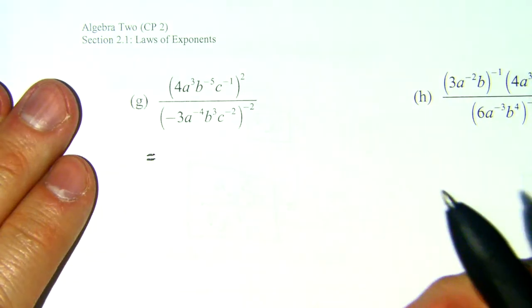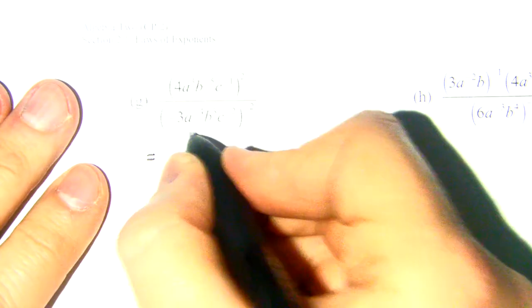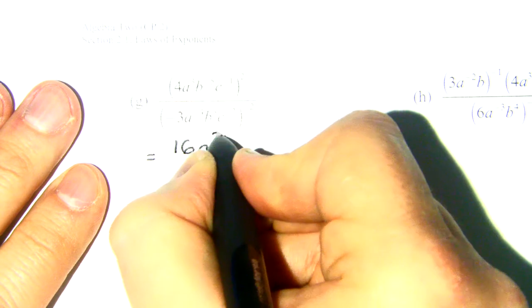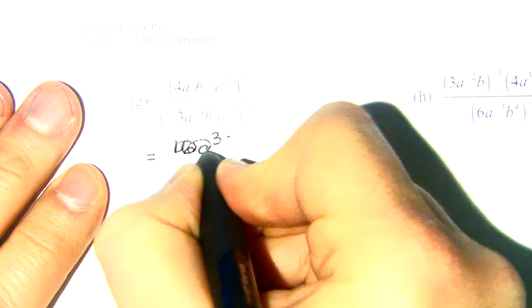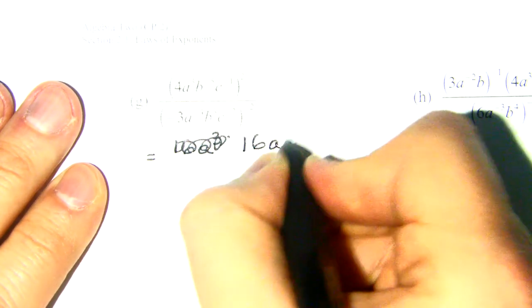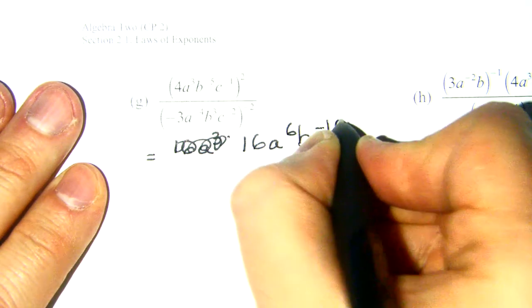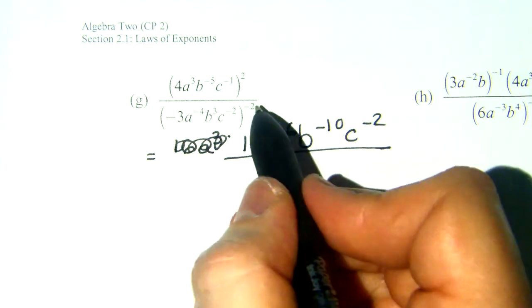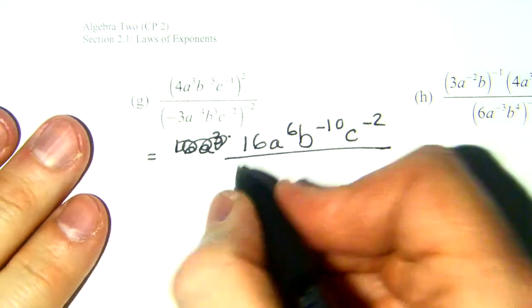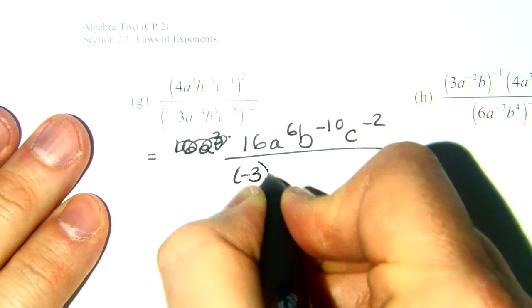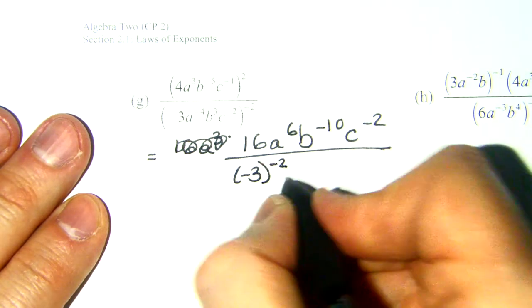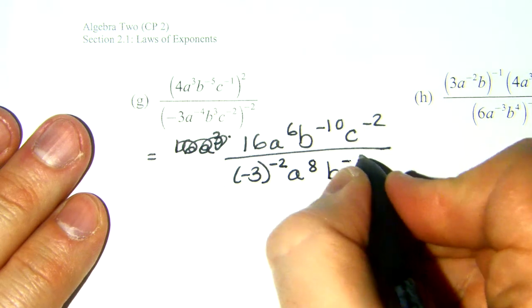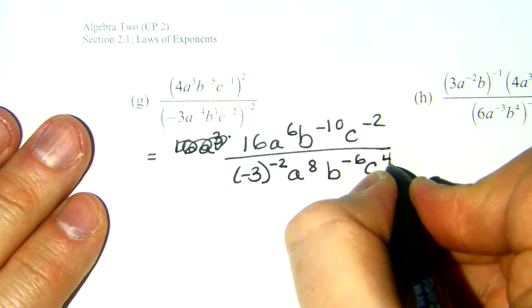Okay, so I'm going to get 4 squared. I might as well just do that. I'll say 16. 16, a to the 6th, b to the negative 10, c to the negative 2. On the bottom, because it's a negative number and a negative exponent, I've got 2 issues here. I'm not going to do the problem. I'm just going to say negative 3 in parentheses to the negative 2. Then an a to the 8th, a b to the negative 6, a c to the 4.